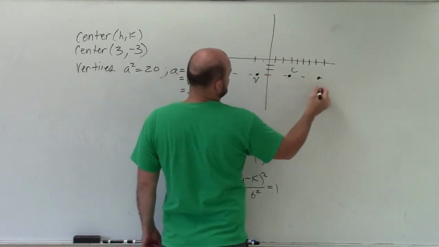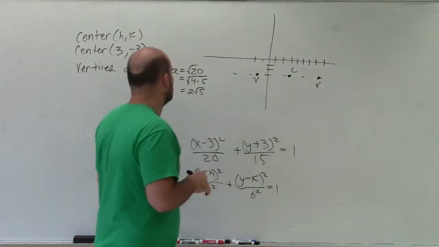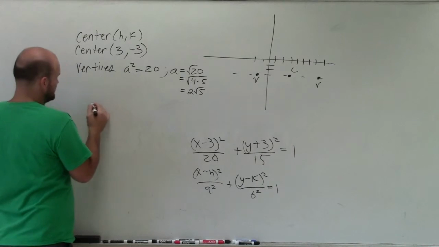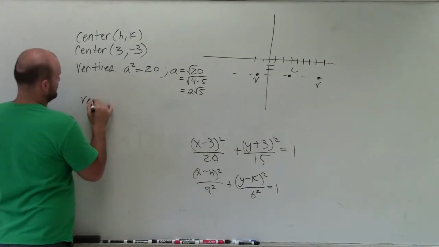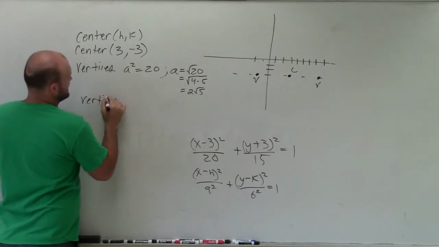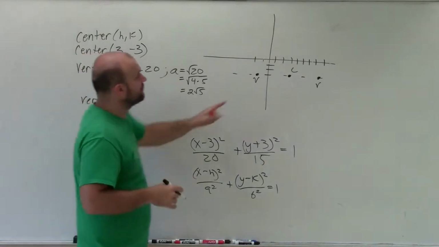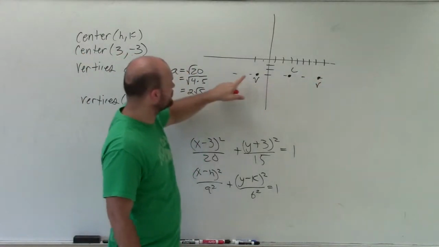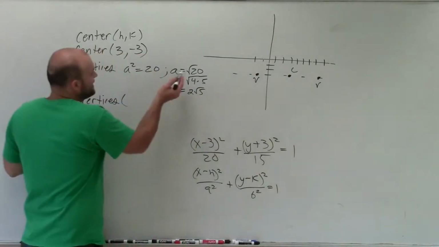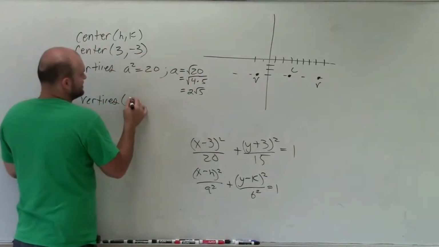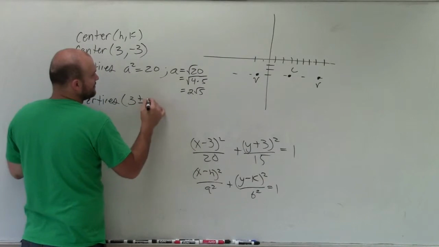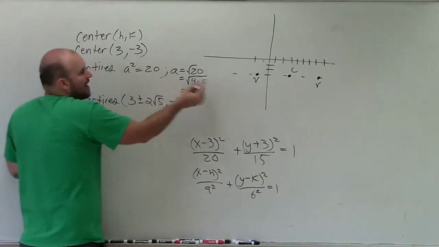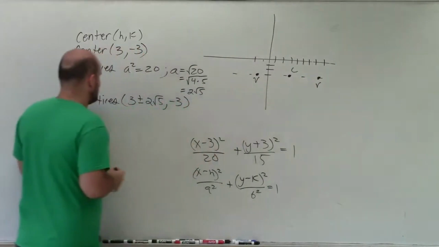And I'll say vertex, vertex. So when labeling the vertices, I'm going to use the exact distance. From the center, I added 2 square root of 5 and subtracted 2 square root of 5. The x value of the center is 3, so I'd say 3 plus or minus 2 square root of 5, comma, negative 3. As you notice, they all have the same y coordinate.